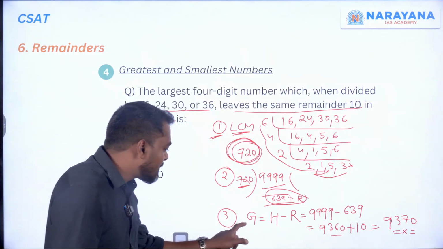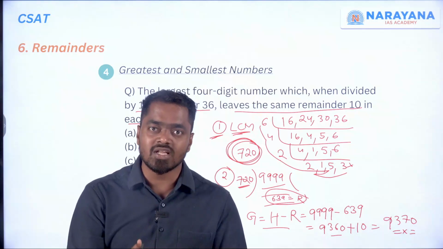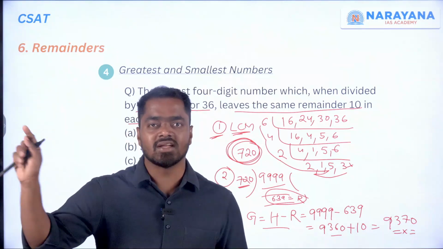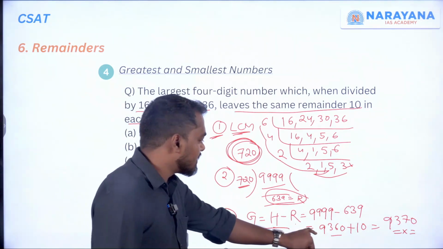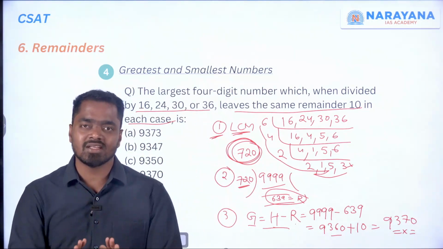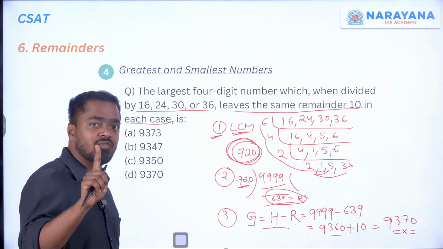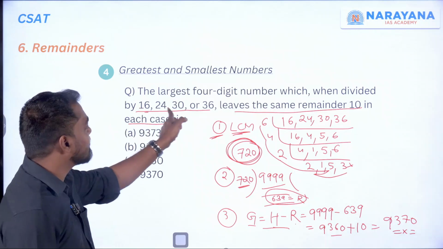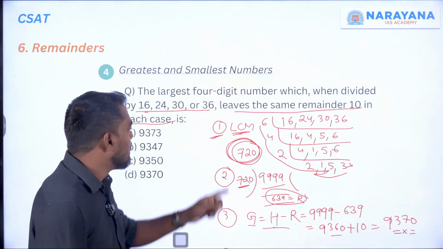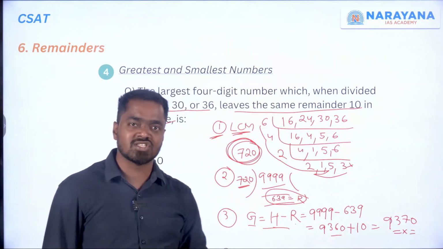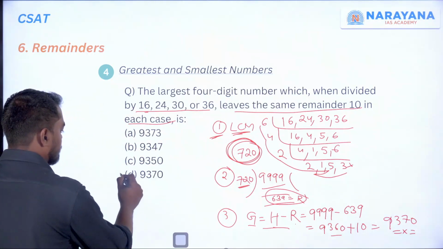Next step is to apply that formula. For the greatest number, highest minus remainder. For the smallest number, least plus d minus r, divisor minus remainder. So the greatest number is highest minus r, that is 9360. What is 9360? That is the greatest 4-digit number that is exactly divisible by the given divisors. But here they are not asking for exactly divisible. It should leave a remainder of 10 in each case. So just add 10. So 9370 is your answer.